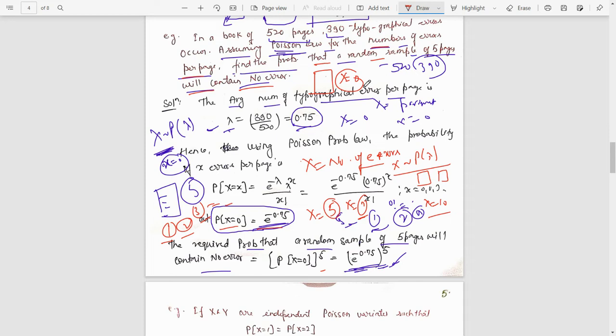Let's say someone asks to find the probability that a random sample of 7 pages contains exactly 3 errors. So we have x equal to 3 for a particular page and do that 7 times, right? Exactly. Obviously, for all the pages it's going to be a separate Poisson distribution, and all those are independent.